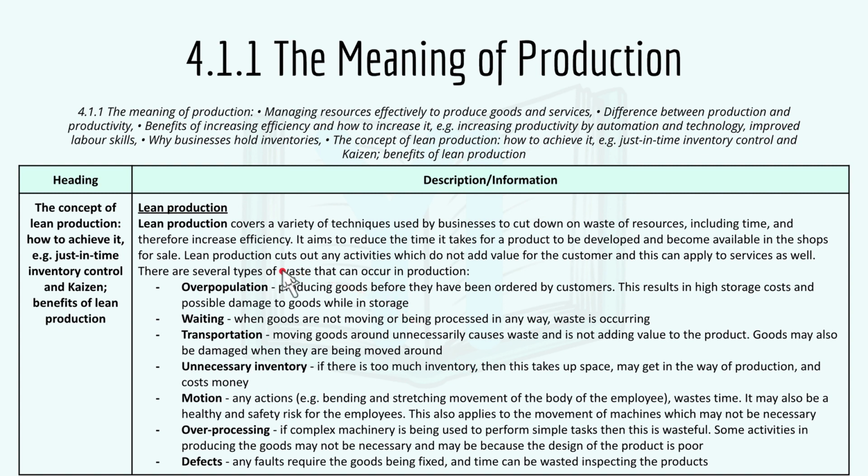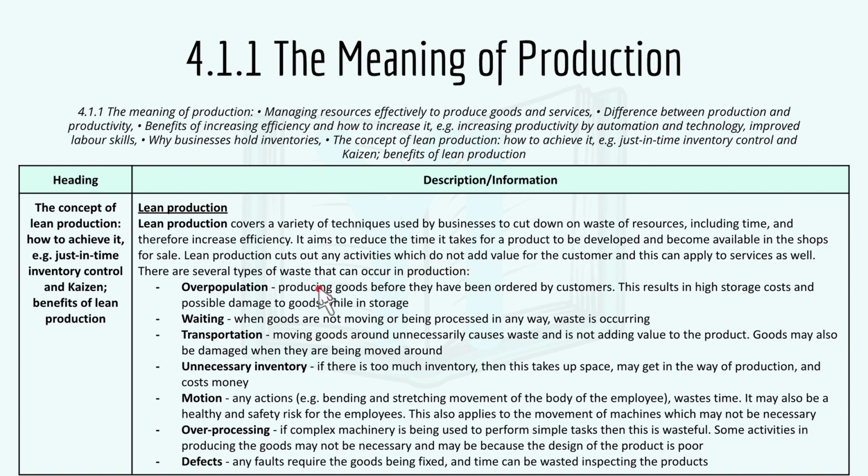Then we have the concept of lean production and how to achieve it. Lean production covers a variety of techniques used by businesses to cut down on waste of resources, including time, and therefore it increases efficiency. It aims to reduce the time it takes for a product to be developed and become available in the shops for sale. Lean production cuts off any activities which do not add value for the customer, and this can apply to services as well.